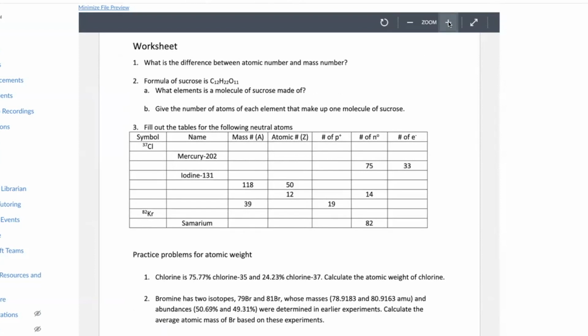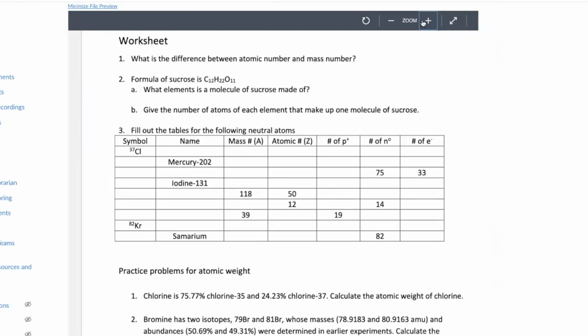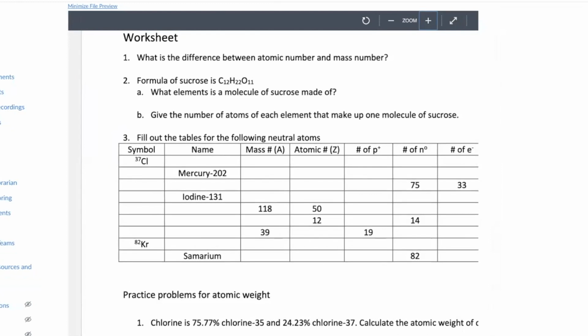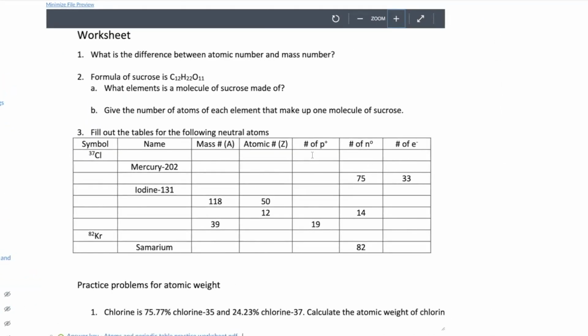So I'm basically going to focus on this part. Let's do this one. So let's complete the table. This table is for neutral atoms, which means the number of protons and electrons are equal. Protons are positively charged and electrons are negatively charged. So if they are equal, then the atom will be neutral. So let's complete the first one first.